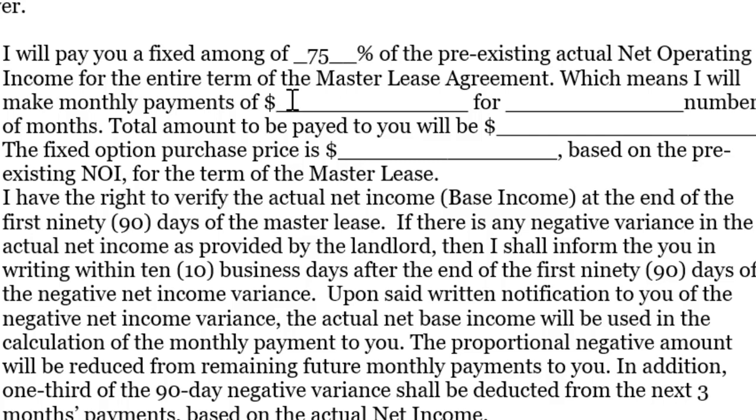You're going to use the chart that I've already given you, the master lease illustration. You're going to take this percent of the net operating income as the base income and use that to come up with the payments. Then you're going to take the amount of those payments times that number of monthly payments and plug in the number. Why would you do that? You want to show them that they're making a ton of money from the leases.